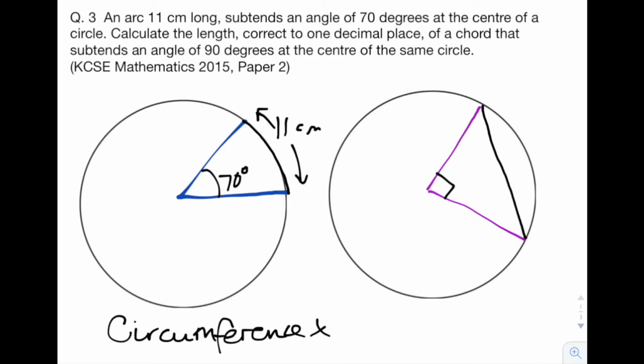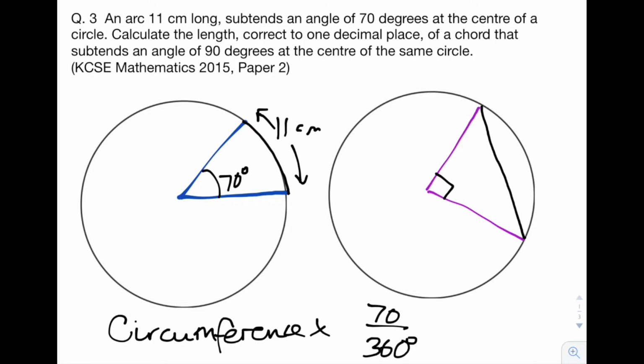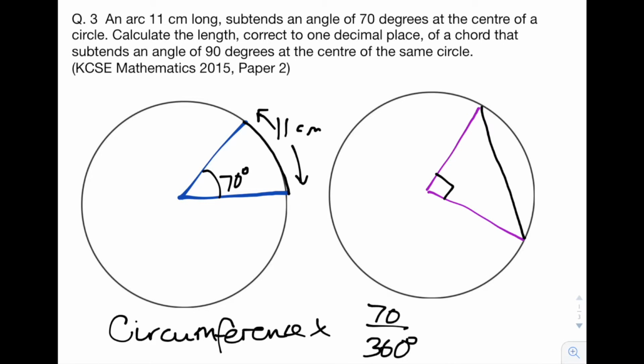So how are we going to go about solving this question? Well, first we need to realize that this 11 centimeters is a proportion of the circumference of the whole circle. And the fraction of the circumference of the circle this 11 centimeters represents is 70 over 360. That's because a whole circle turn is 360 degrees, and we know that this 11 centimeters arc is subtended by an angle of 70 degrees. So it's 70 over 360 of the whole circle.